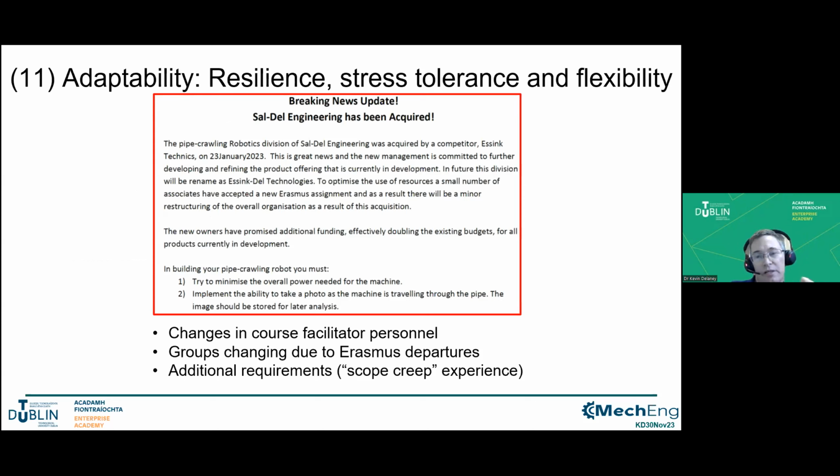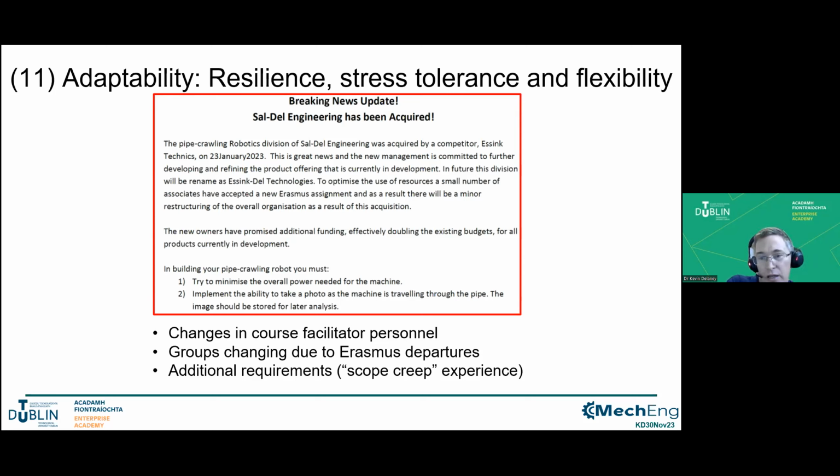And I spend a lot of my time working with enterprise, going out, talking to companies, and they're saying, oh, we need our students to be more resilient. We need them to have a higher level of stress tolerance. We need them to be able to deal with issues as and when they arise. So what we've done is at the end of semester 1, we typically have a pivot.